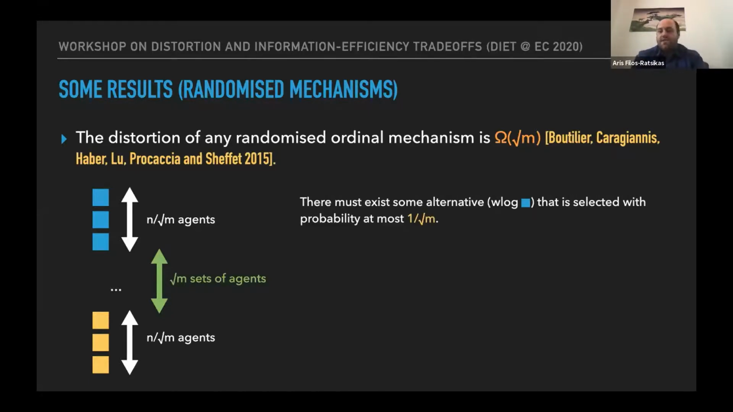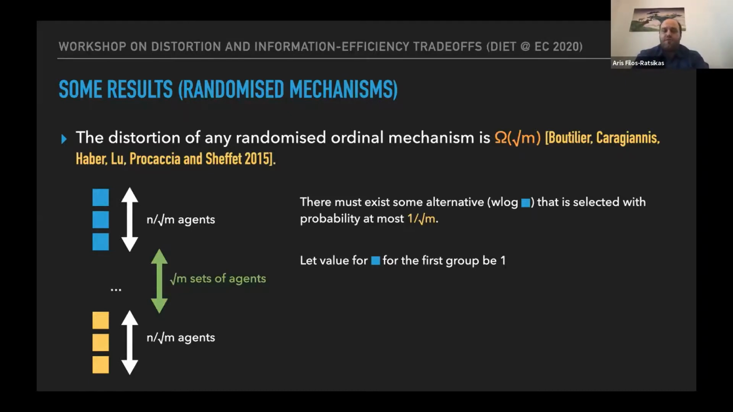Now, there is a very simple argument that has to do with how you distribute the probability mass that says that among these alternatives that appear in these first positions, one of them must receive probability at most 1 over square root of m. And let's assume without loss of generality that this is actually the blue alternative. Again, we will fix some values underneath to make this actually a bad instance.